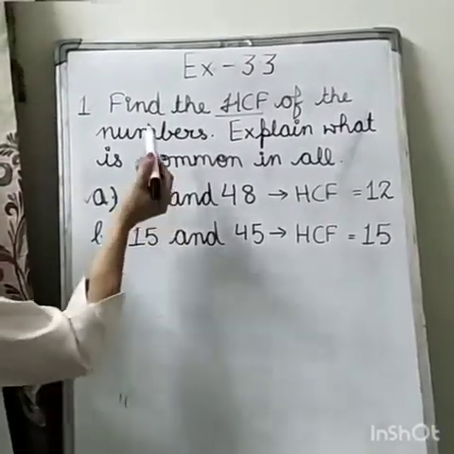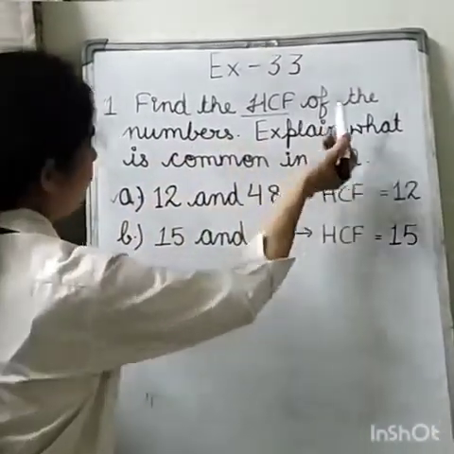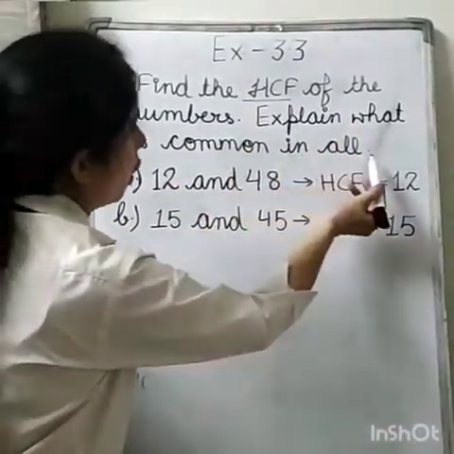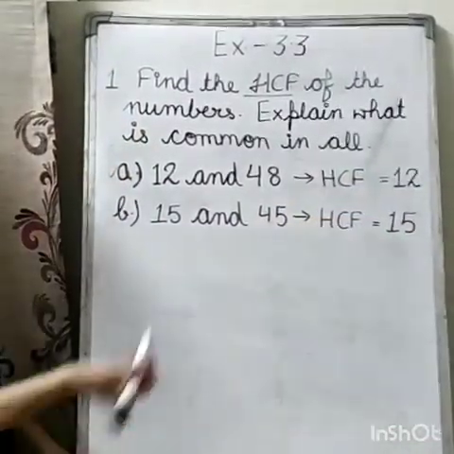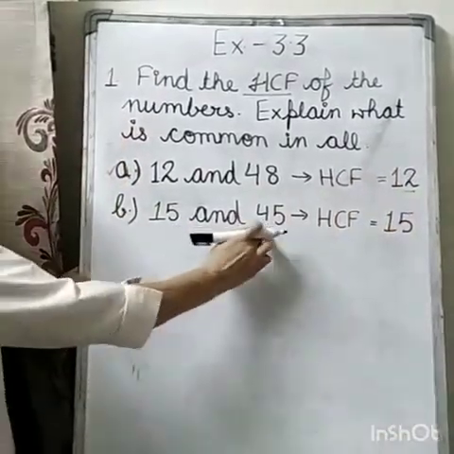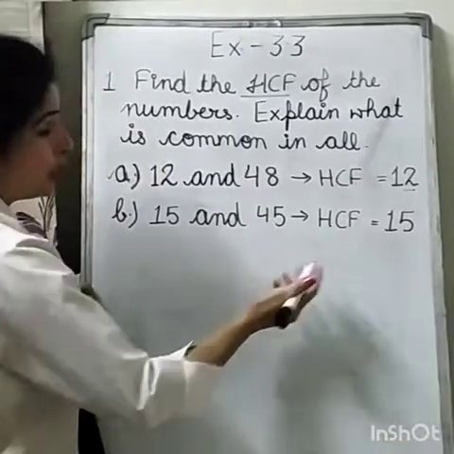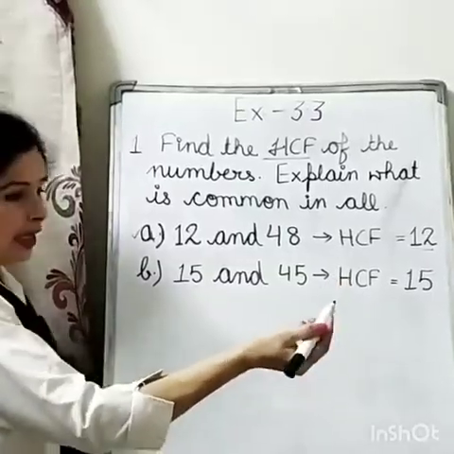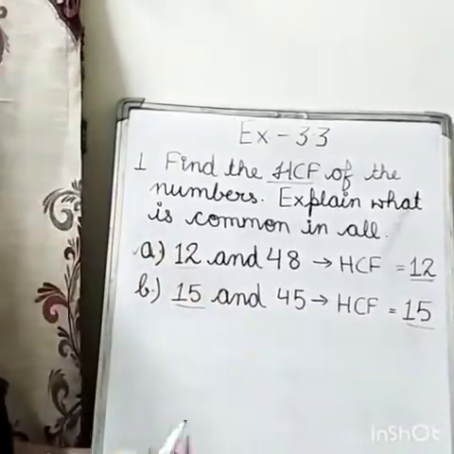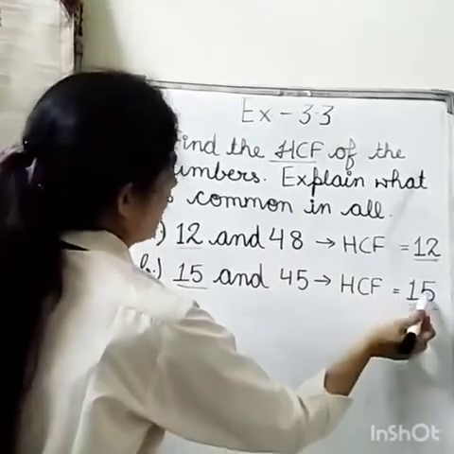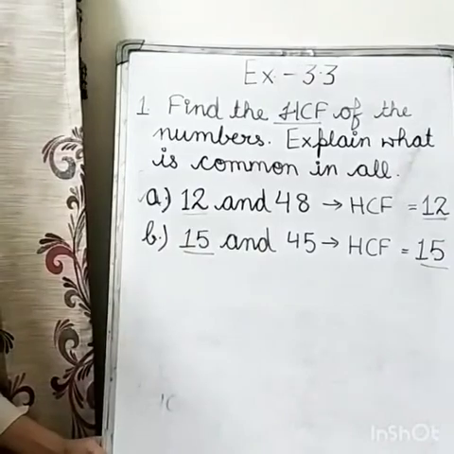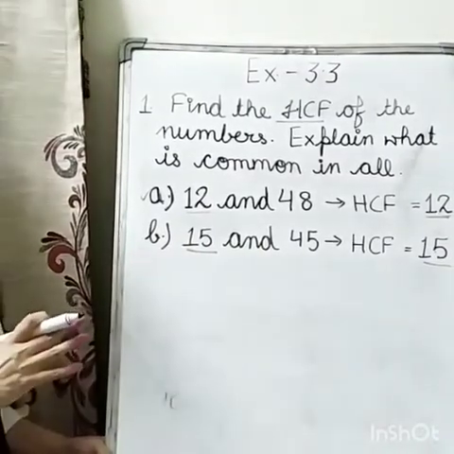Dear students, our question was find the HCF of the numbers. We have found. Now explain what is common in all. What is common in these two HCFs? See, these two numbers got the HCF 12 and for 15 and 45 it is 15. What do we observe? We got the smaller number as the HCF. What is common in these two? The smaller number is the HCF of the pairs.